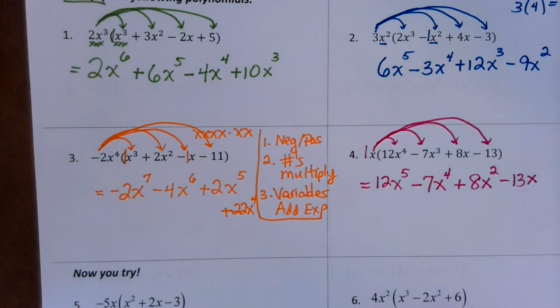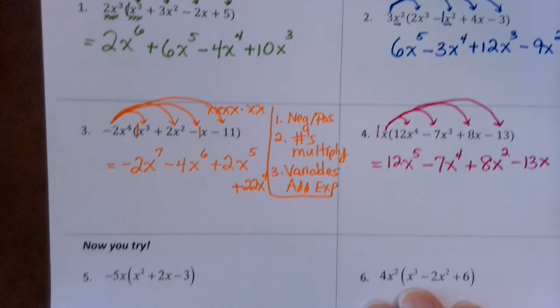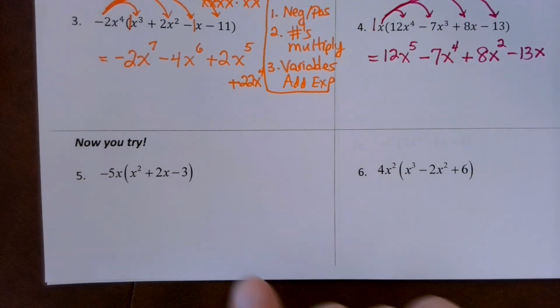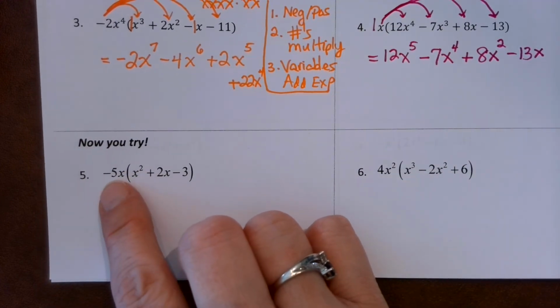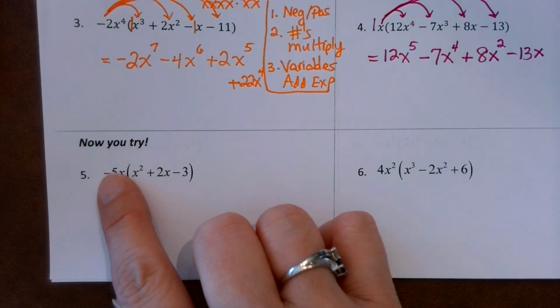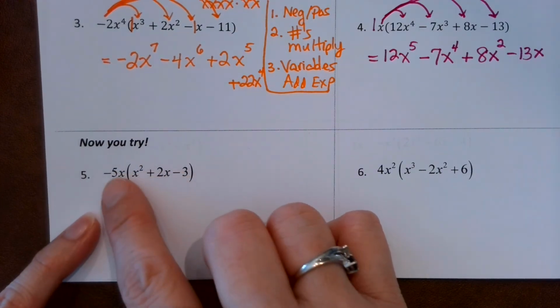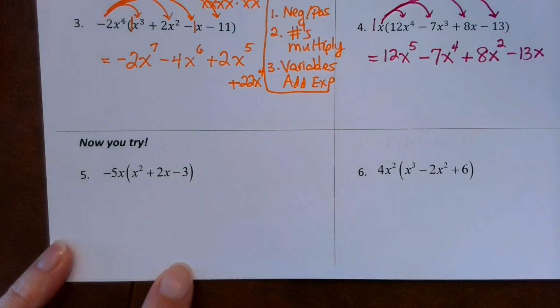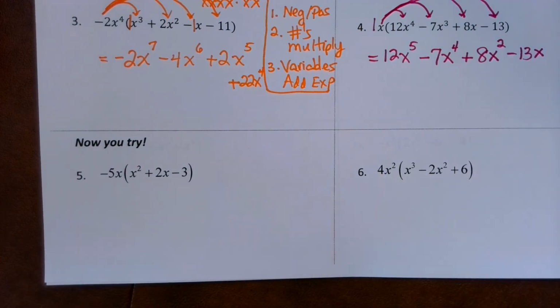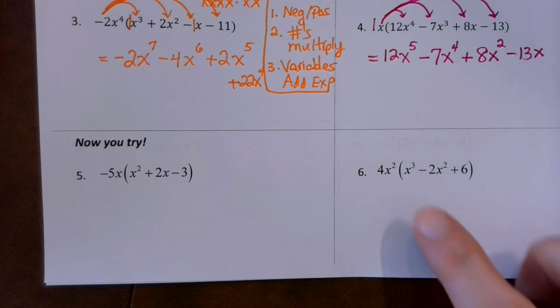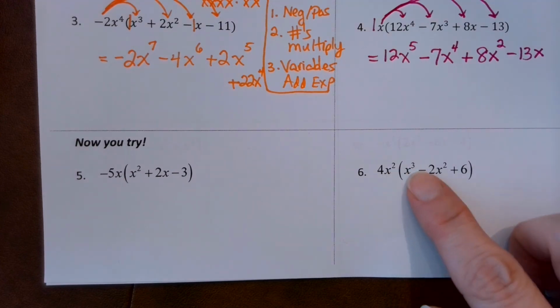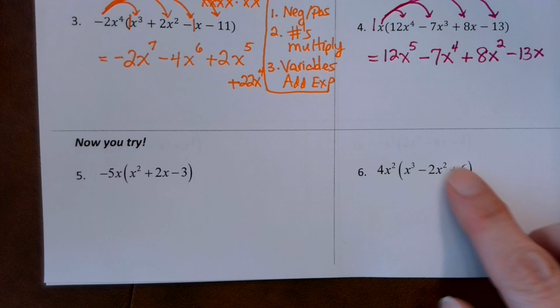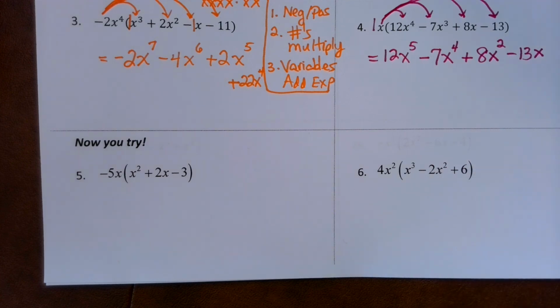So what you guys are going to do now is try these problems down here. You're going to distribute a negative and a 5x. So I want to see distributing, draw the little arrows, okay, and then write down the 3 terms. Okay, and here's problem number 6. Please distribute 4x squared into those 3 terms.